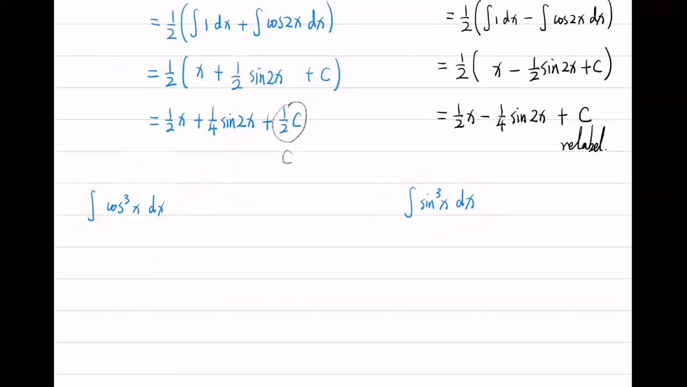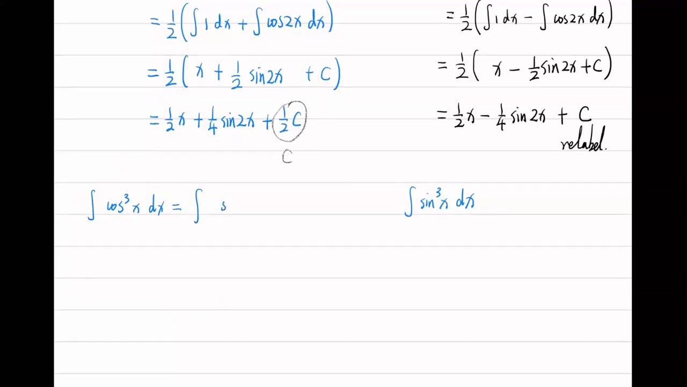Do we use the cube formula? Cubic angle, like the triple angle formula? That's too complicated. There's a very simple one. I'm going to continue this one. We are going to split this cube into an even power, square, and a cosine x dx.